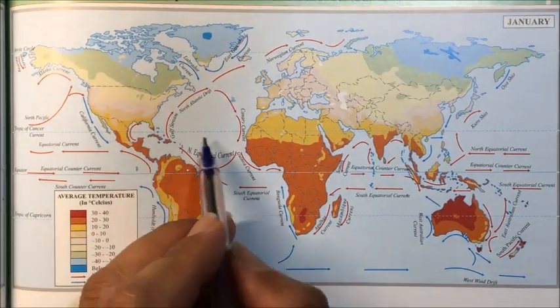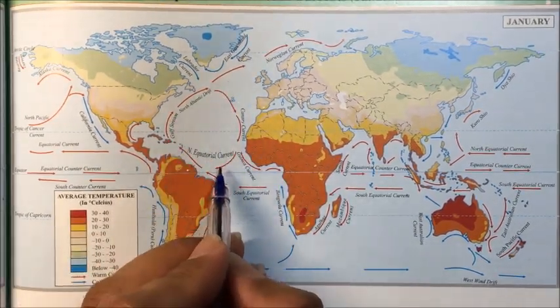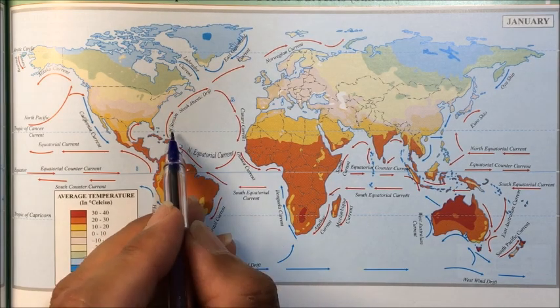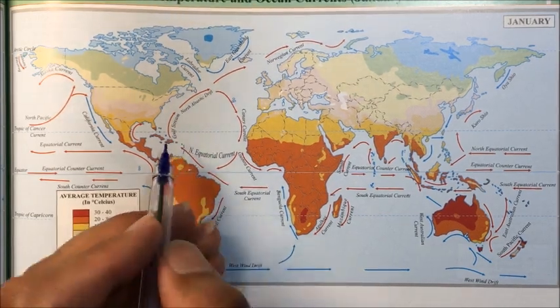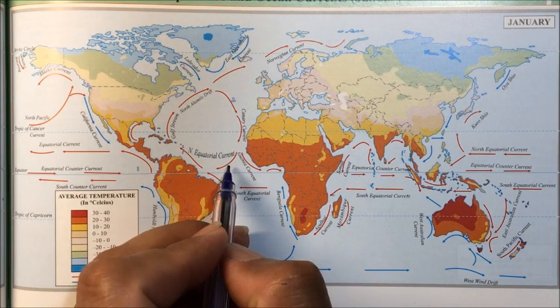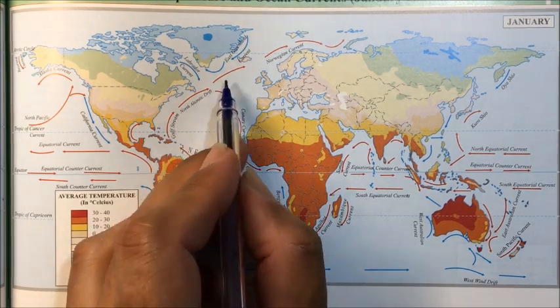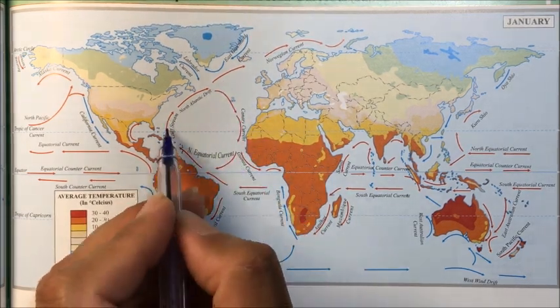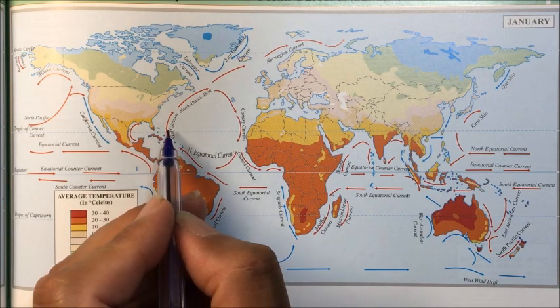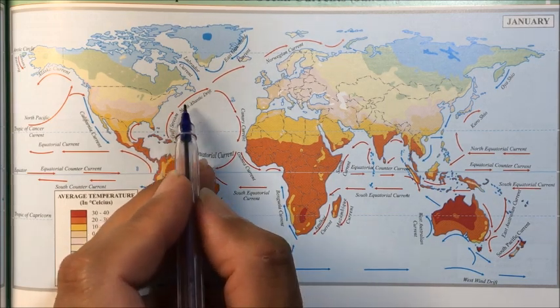As we can see here in the Atlantic Ocean, the North Equatorial Current is known as the Gulf Stream here. So it's a warm current. It is moving from the equatorial region towards the colder region. So it will have less density. It will be less dense. So it will move as a surface current.